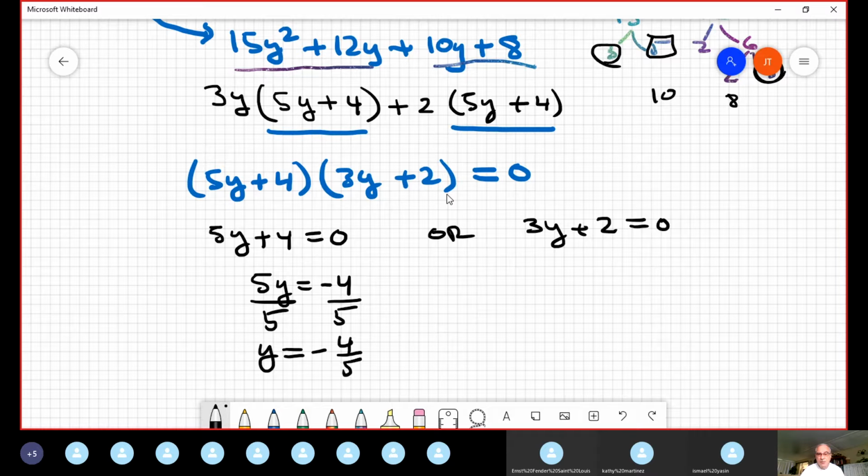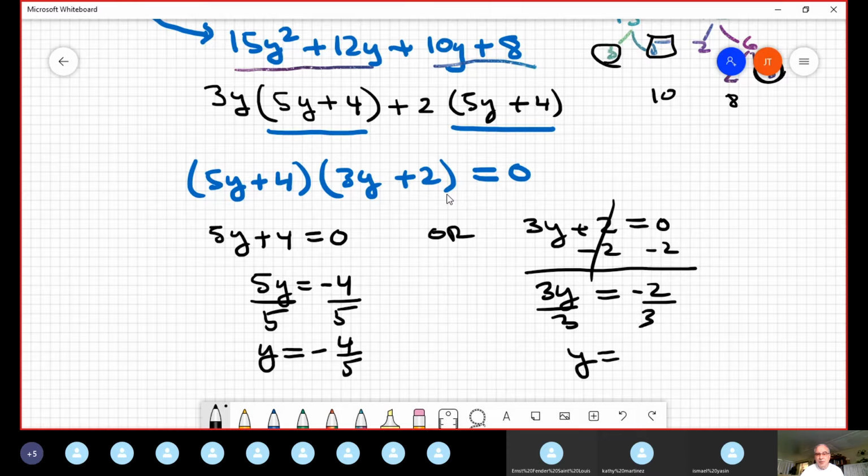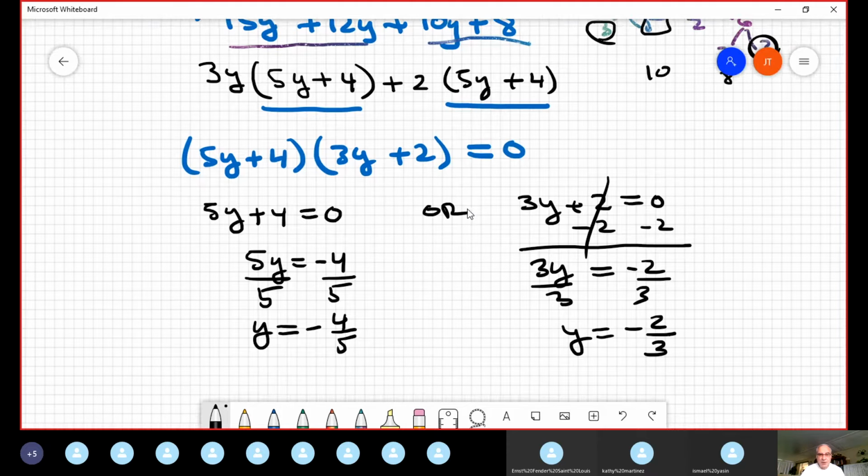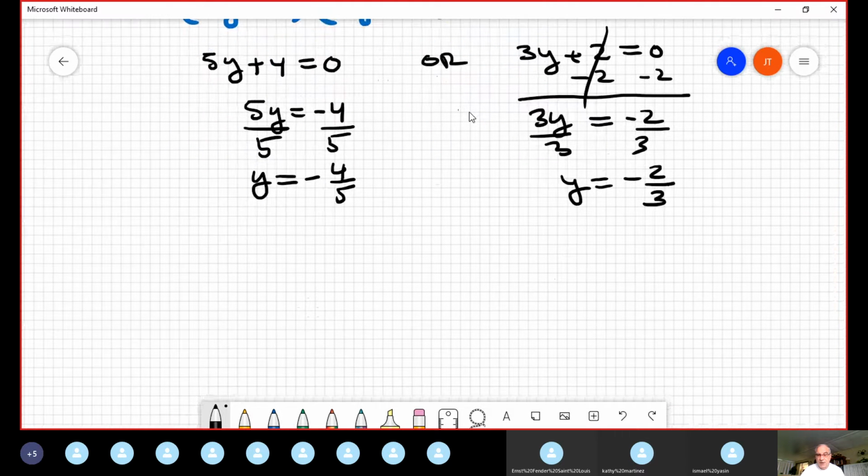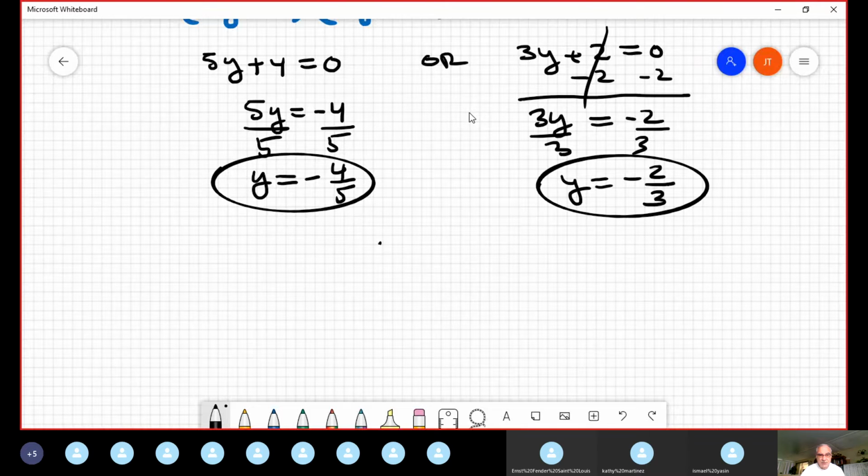Here you move 2 to the other side, subtracting 2, either way. 3y, bring down, this cancels, 0 minus 2, divided by 3 on both sides. Y is equal to -2/3. Okay, let me copy now the solution set, the final answer. Guys, you leave it like that in the test, for me it's perfect. But I am the teacher, so I want to emphasize that the solution set is -4/5, -2/3.